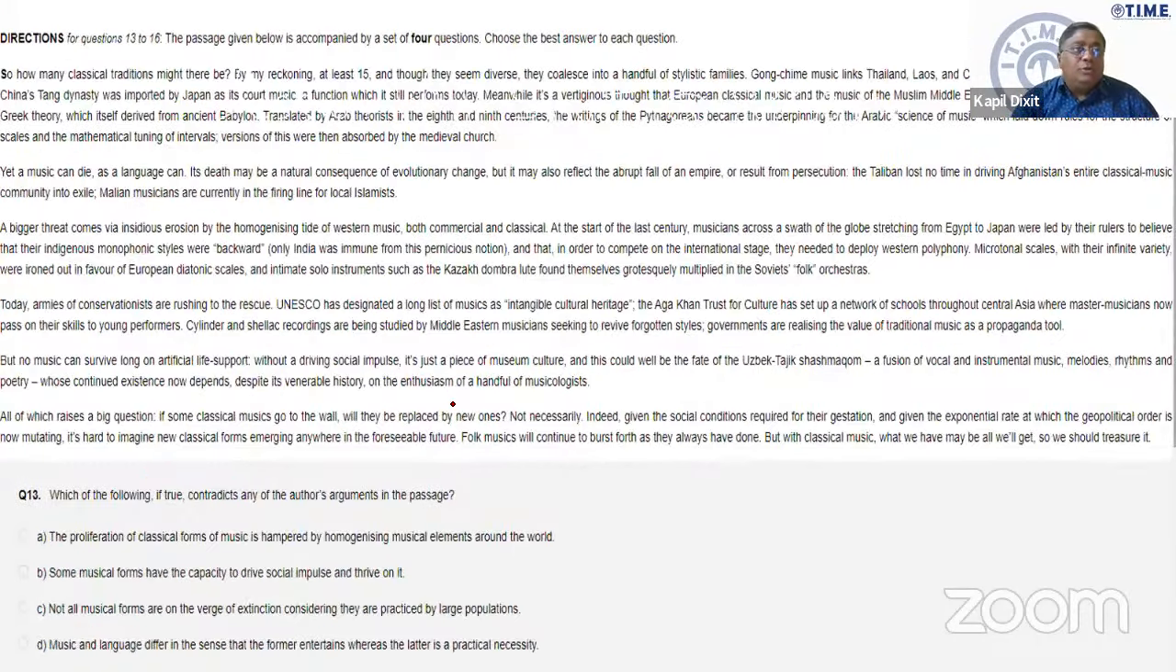The rest of the others are true. Question number 13 to 16. Last passage. Okay. Last passage. It was difficult. One could have easily not attempted this passage. This could have been left.